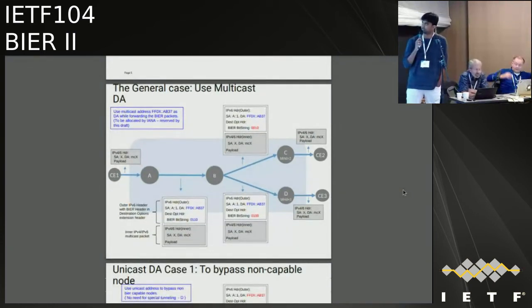So here we try to explain how the forwarding works. You can see that as the multicast packet enters the BIER domain, the ingress router, which is A here, encapsulates the inner packet with an outer IPv6 header carrying the BIER header in the destination options header. Here, in the normal case, you can see that the destination address is set to a multicast address, which is reserved and well known for BIER routers. So as the packet gets transmitted, the transit nodes can look at the BIER header and forward the packets using the normal procedures that we used to follow for BIER MPLS. So there is no difference there.